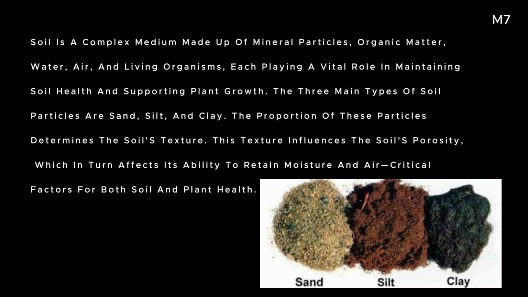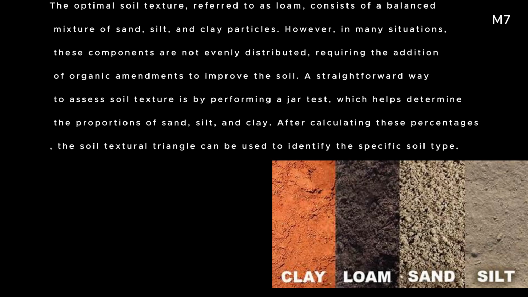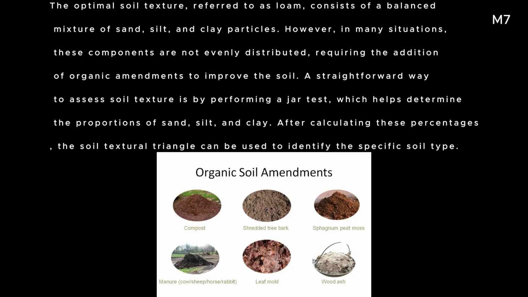This texture influences the soil's porosity, which in turn affects its ability to retain moisture and air, critical factors for both soil and plant health. The optimal soil texture, referred to as loam, consists of a balanced mixture of sand, silt, and clay particles. However, in many situations, these components are not evenly distributed, requiring the addition of organic amendments to improve the soil.